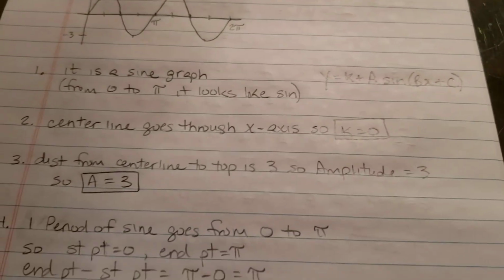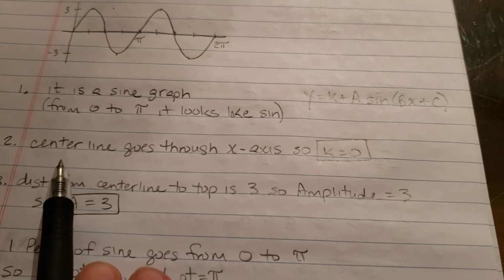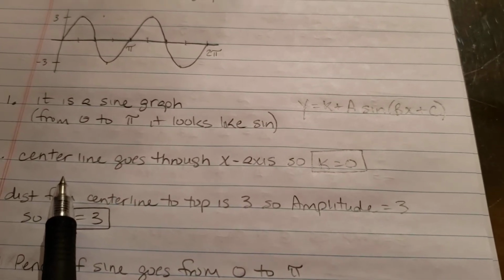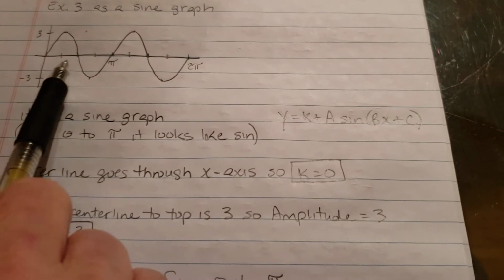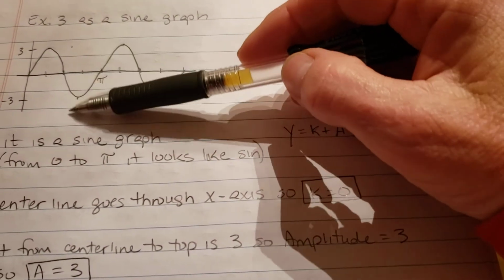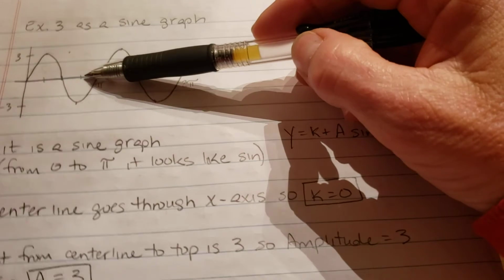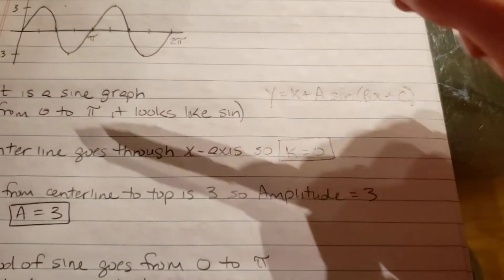Now the next step is to find where the center line is. The center line is also sometimes called the midline. And that is where the center of the graph goes through. Now, since this graph has not been shifted up or down, it's centered on the x-axis, that means that the midline or the center line is 0.